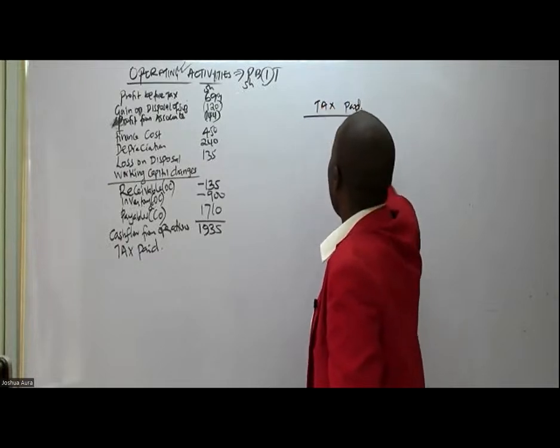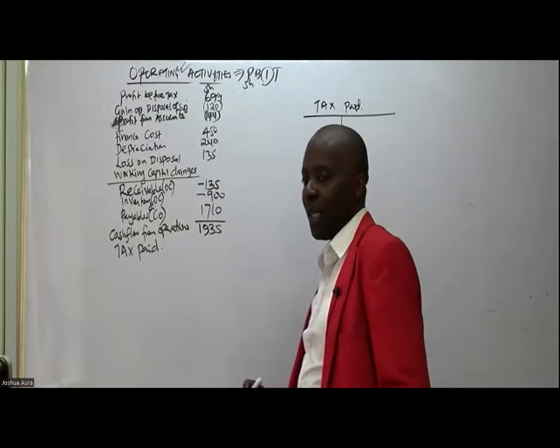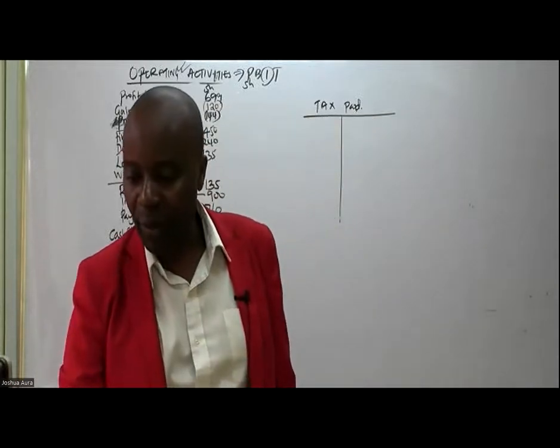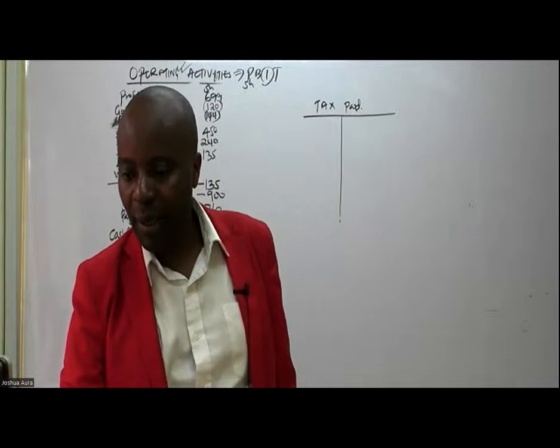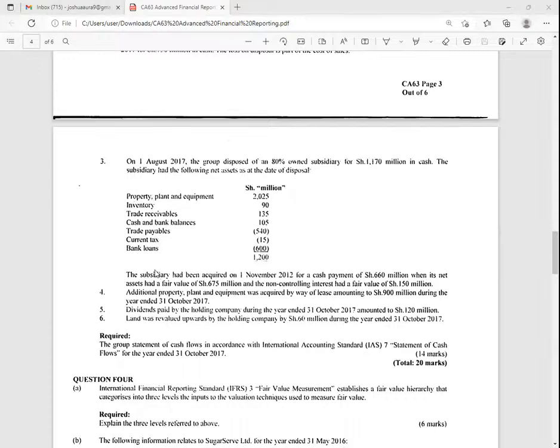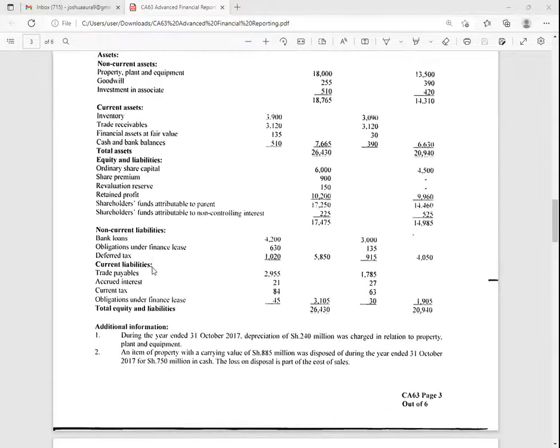So we have here the tax paid account. It's a tax payable account. It's a payable account, a liability account. Tax paid, balance brought forward. I can see in the non-current assets we have deferred tax. So deferred tax brought forward is 915. And then deferred tax carried down for this year is 1020.